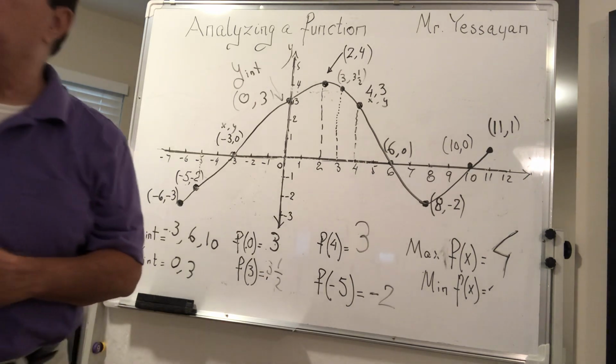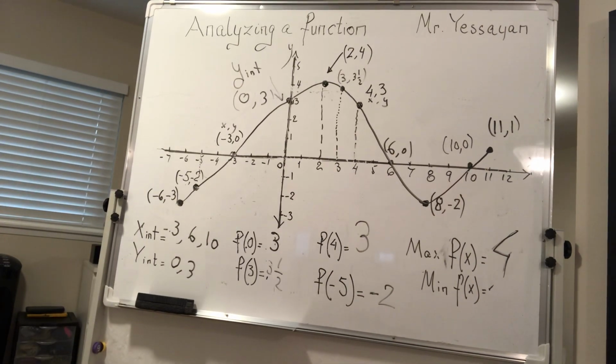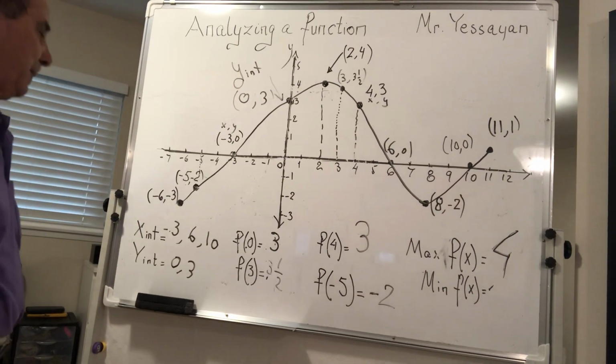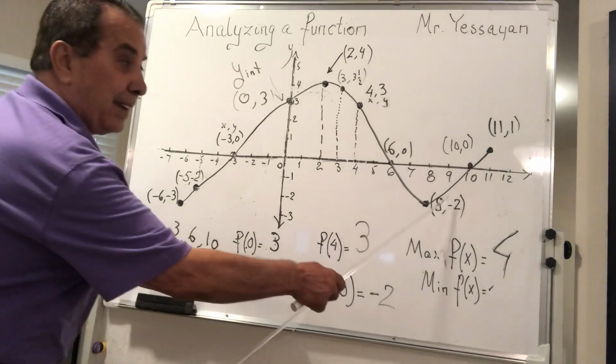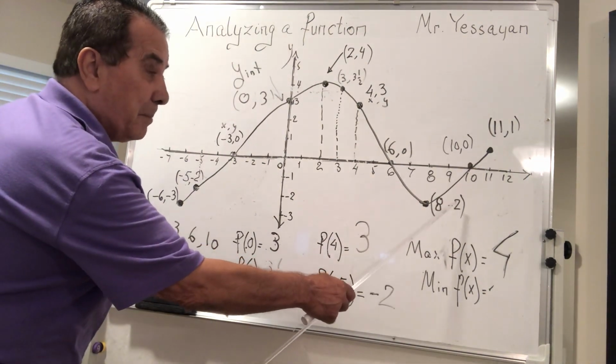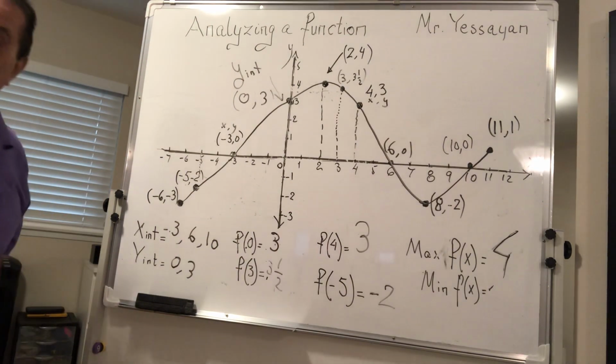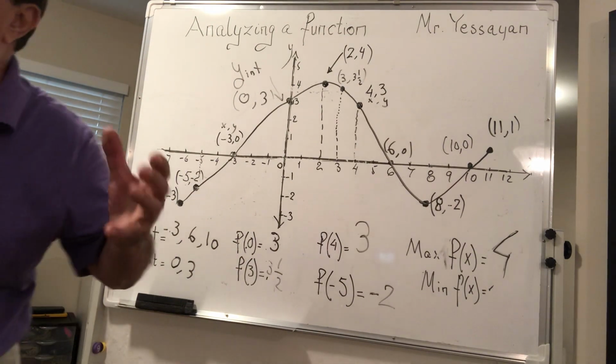What is the minimum value of my function? What is it? What's the minimum? Yes? -3. Who was that? Yes, yes. Beautiful. It's -3. It's not -2, as you see here. My minimum is -3. Beautiful. You see, that's how you observe.